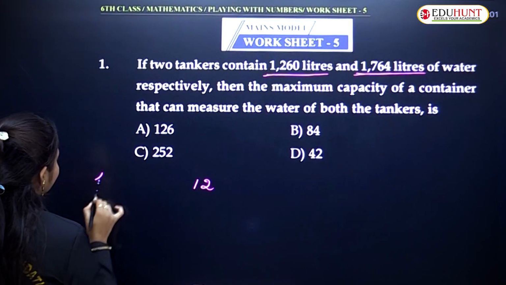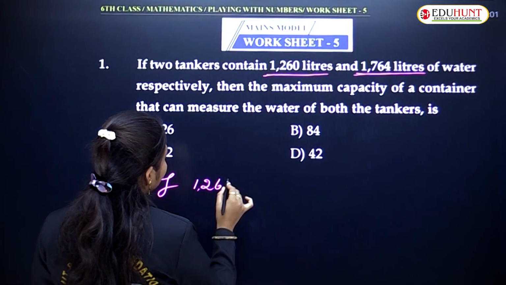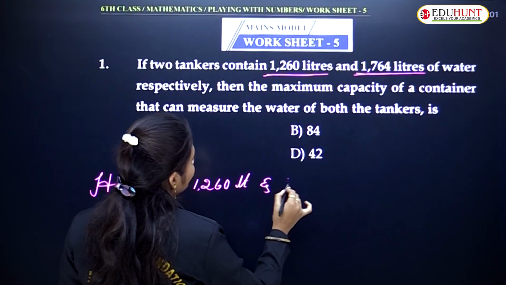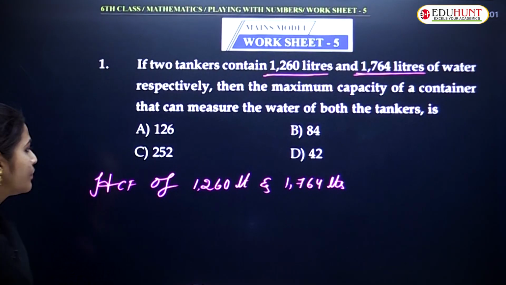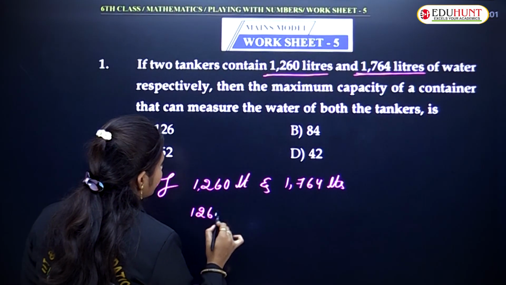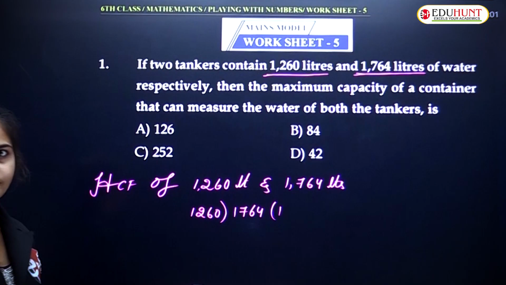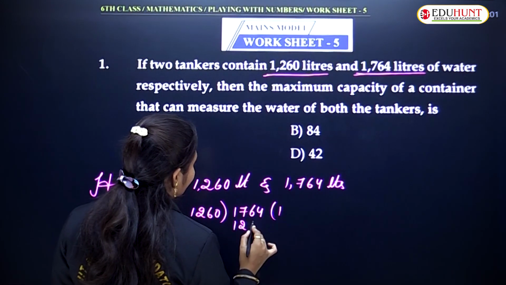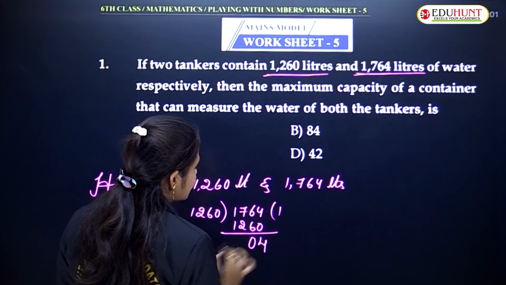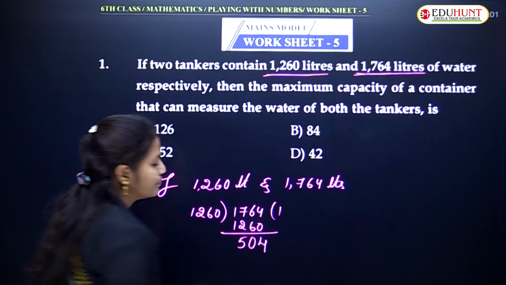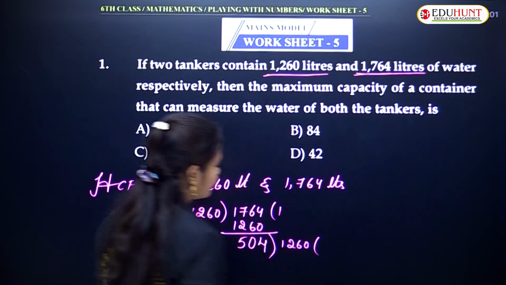So we need to find the HCF of 1260 liters and 1764 liters. Understood? Here 1260, here 1764. One time, yes or no? Here we get 1260. 4 minus 0 is 4. 6 minus 6 is 0. 7 minus 2 is 5. Understood? 504. Next 1260.